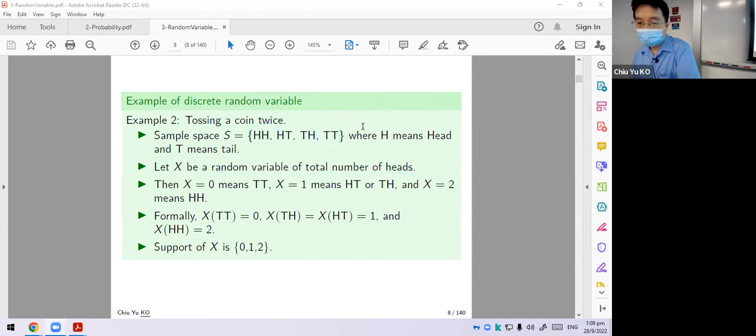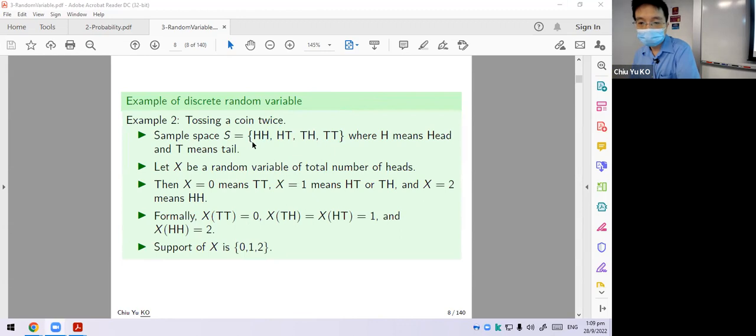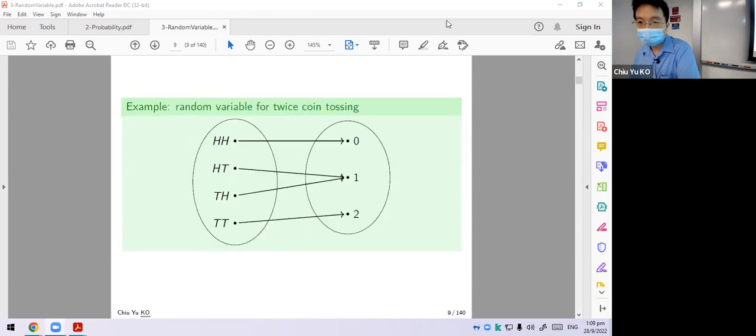Now, this is what the graphic means. Oh, I think I have a typo. HH is 2, HT and TH are 1, and TT is 0, because I'm doing the number of heads.